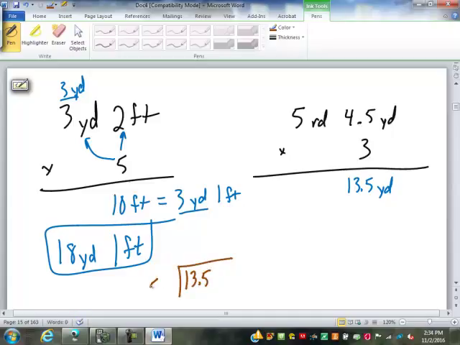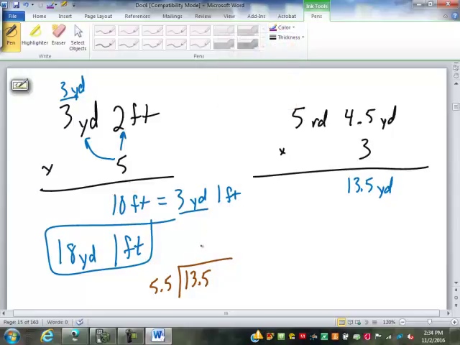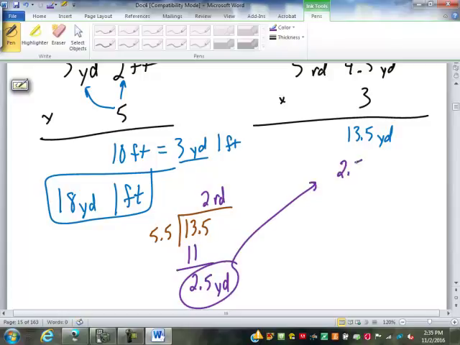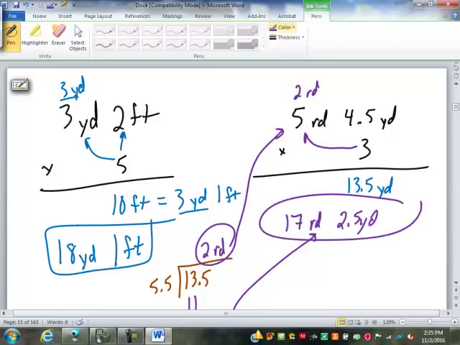So there's 5.5 yards in a rod, so we're going to take that divided by 5.5. Well, just by looking at it, we can see probably about 2. 5.5 times 2 is 11, with 2.5 left over. So that is 2 rods with 2.5 yards left over. So over here, we're going to keep the 2.5 yards. We're going to carry the 2 rods. 3 times 5 is 15, plus 2 is 17 rods. So 17 rods, 2.5 yards.